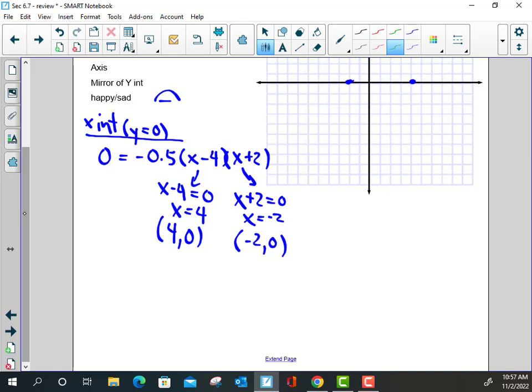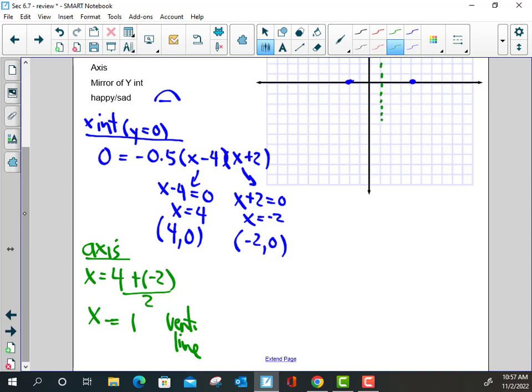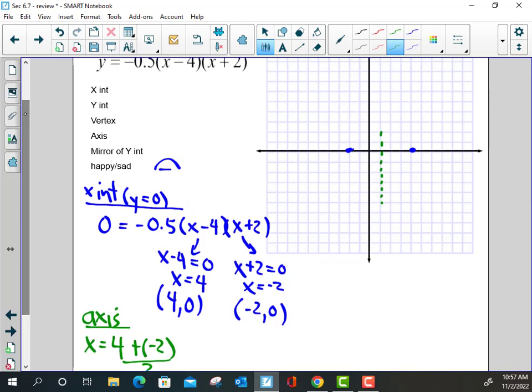If I make a little title, axis of symmetry, I add those things together and divide by 2. So 4 plus negative 2 is 2, divided by 2 is 1. So x equals 1. Now notice this is not a coordinate, this is a vertical line. So this is actually the equation of a vertical line. So at x equals 1, and I'll scroll back up here, this is my axis of symmetry.